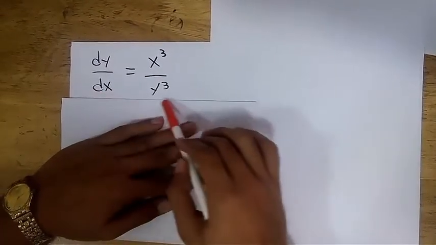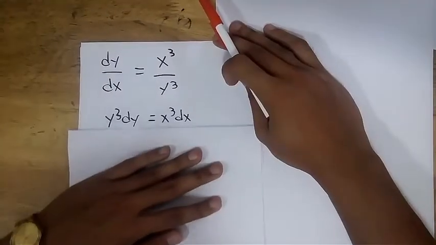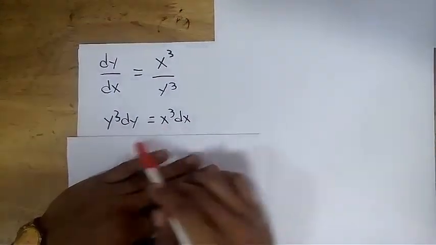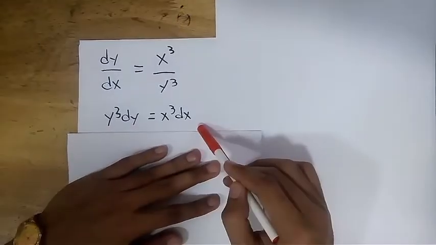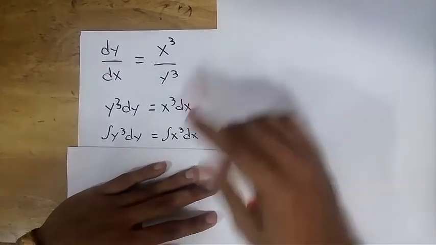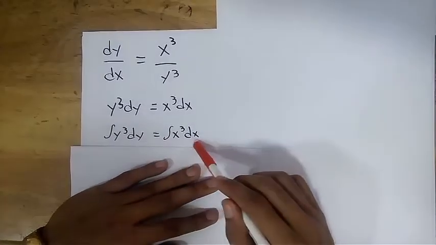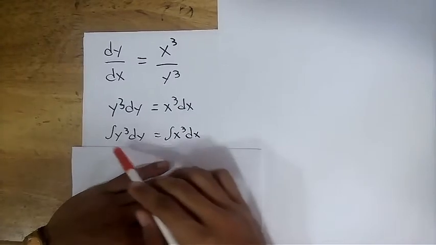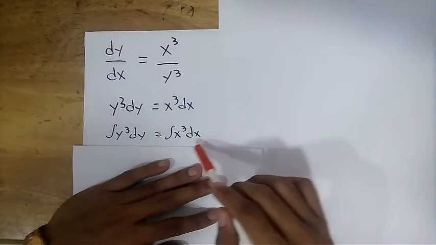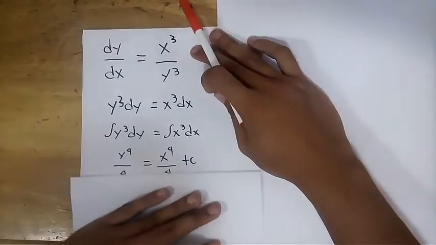Example: x cubed over y cubed. So we will basically cross multiply all the dy and all the y components and x components. So y cubed dy equals x cubed dx. After that, we will proceed to integration. So the integral of y cubed dy equals the integral of x cubed dx. So the integral of it is y raised to 4 over 4 equals x raised to 4 over 4 plus c.